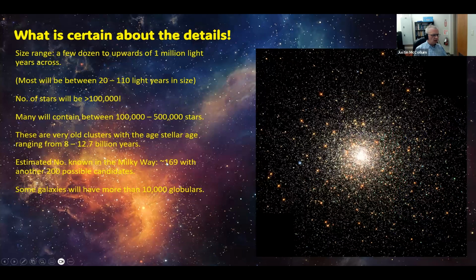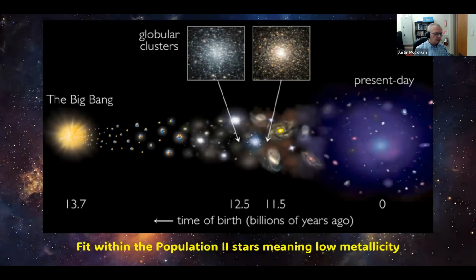And right here, I found one estimation to be around 169 for most official websites, but there's another 200 candidates. But some galaxies have well above 10,000 globulars. So there are some big galaxies that will have tens of thousands of globular clusters. Now, many of them fit within the population 2 stars, meaning they do not have a lot of metal. So we would not expect a lot of terrestrial planets to be orbiting many of these globular clusters. If they have planets, they could be more like gas giants.